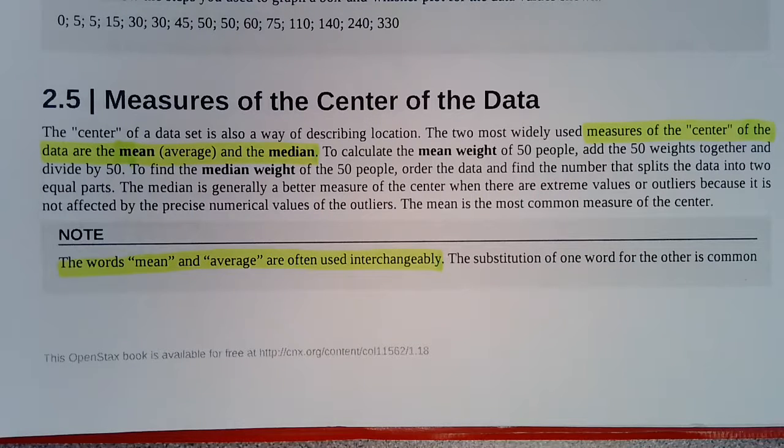Okay, so we're going to go to 2.5, measures of the center of data. So the center of the data is usually we talk about it being the mean or average, and the median. Okay, interchangeable between your mean and your average. But most of the time in class we will call it mean.